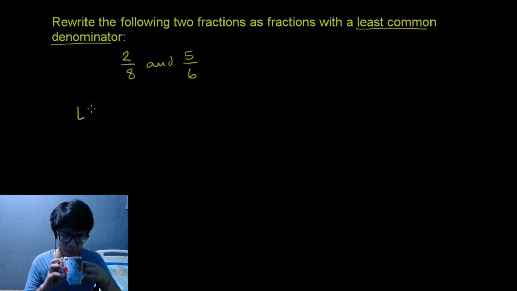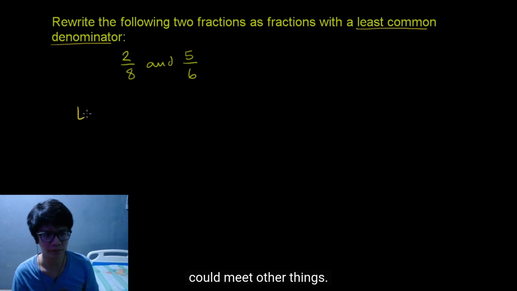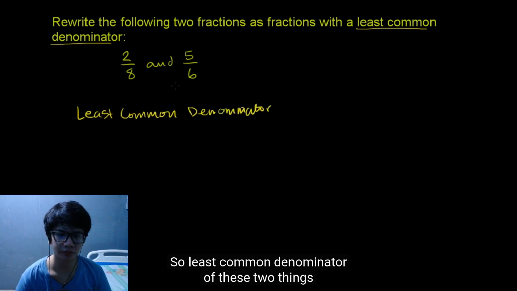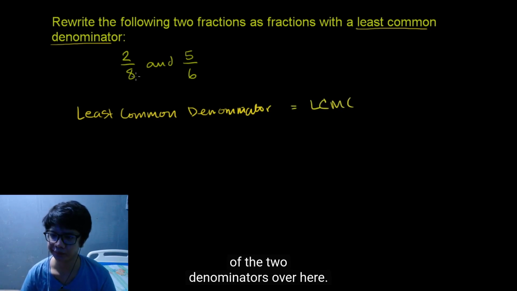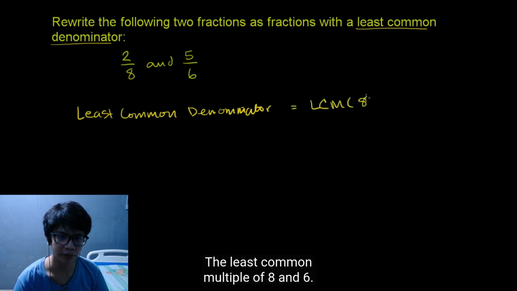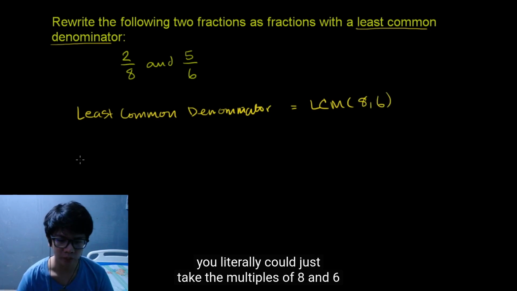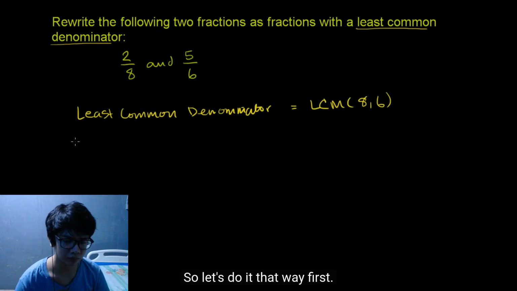Let me write it out, because sometimes LCD could mean other things. So least common denominator of these two things is going to be the same thing as the least common multiple of the two denominators over here. The least common multiple of 8 and 6. There are a couple of ways to think about least common multiple. You literally could just take the multiples of 8 and 6 and see what their smallest common multiple is. So let's do it that way first.